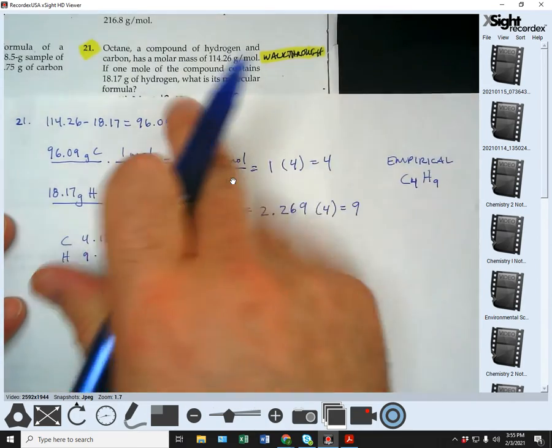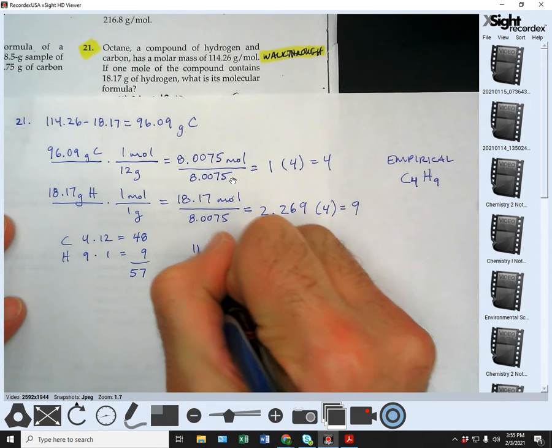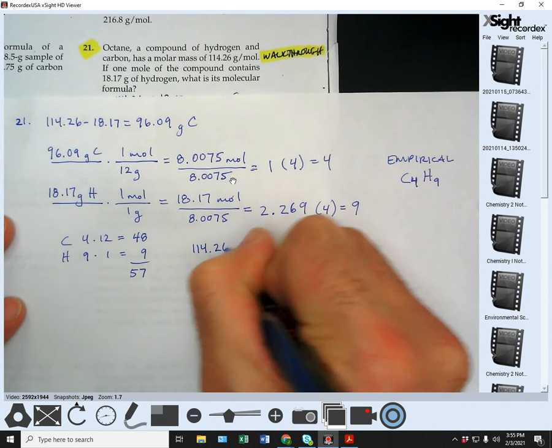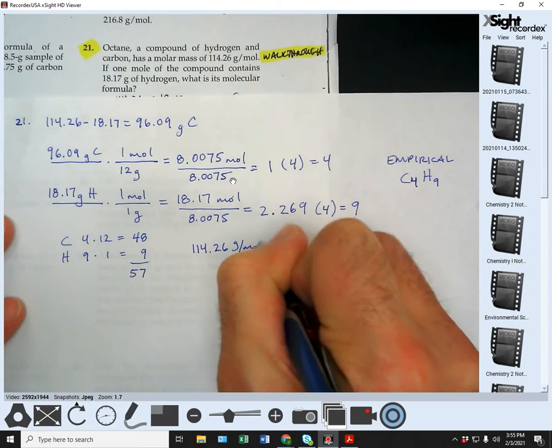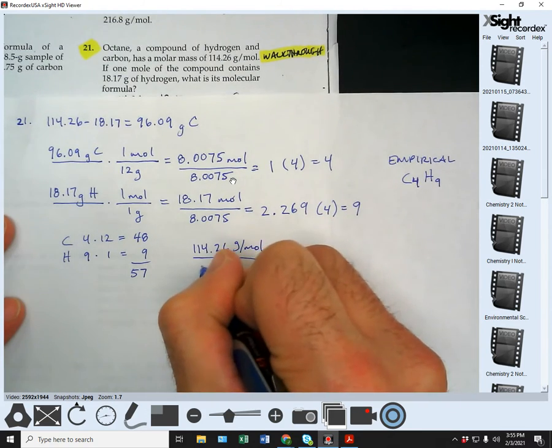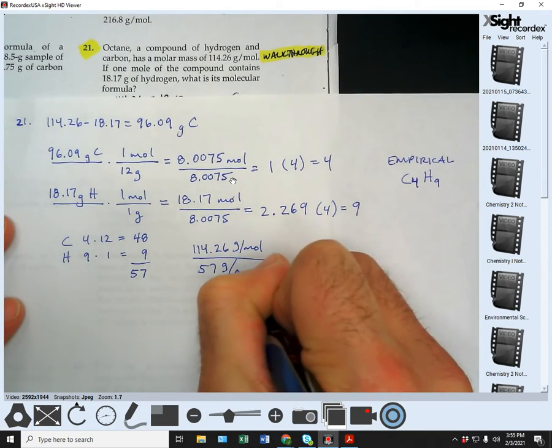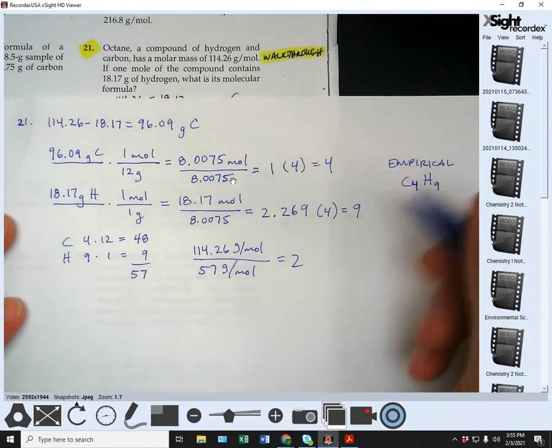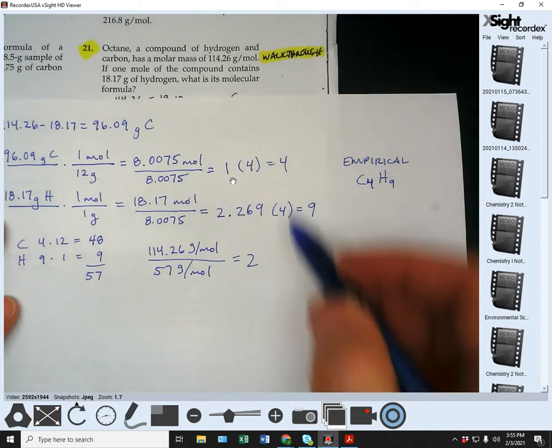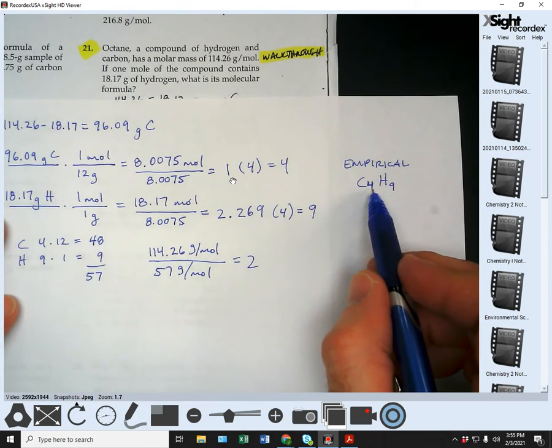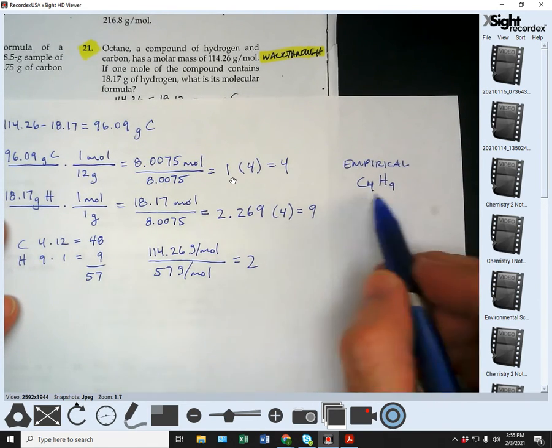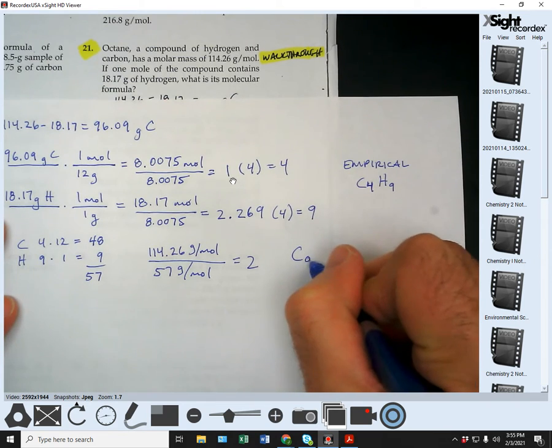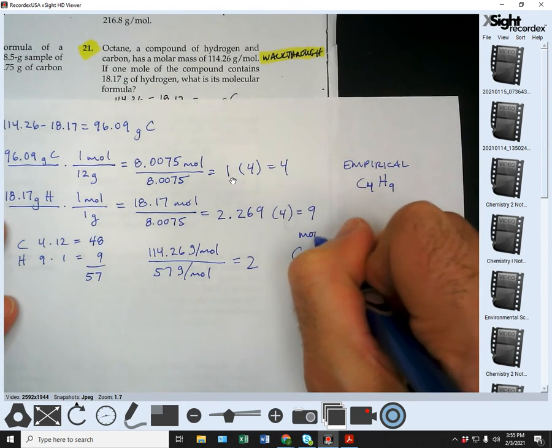Which is you take the molar mass divided by the empirical formula mass. Okay, so this gives us our multiplier, which you then multiply the number of atoms. So 2 times 4 gives us C8. This is the molecular.